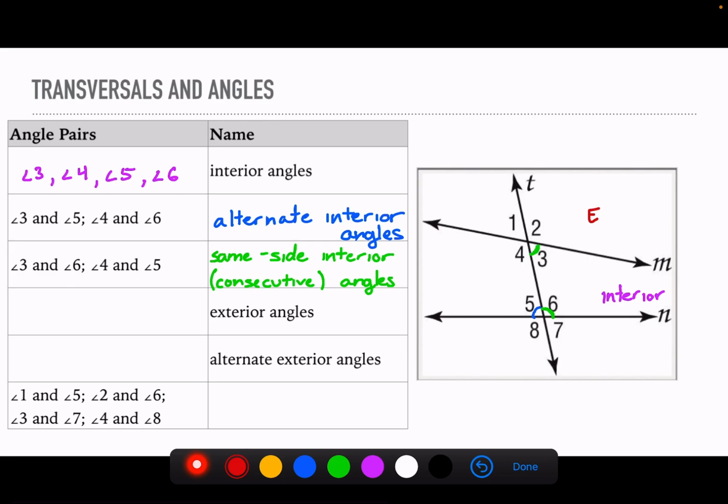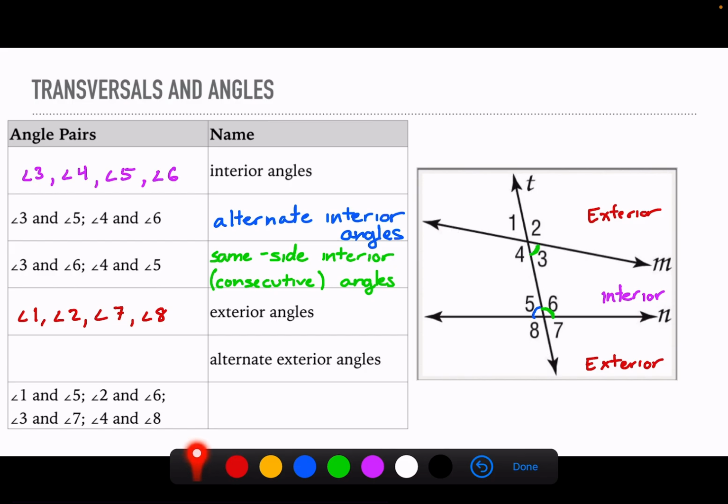Now let's focus our attention to exterior. We have exterior here, and we have exterior here. Exterior means the outside. And so in that case, the outside angles are going to be our exterior angles. So we have angle 1, angle 2, angle 7, and angle 8.